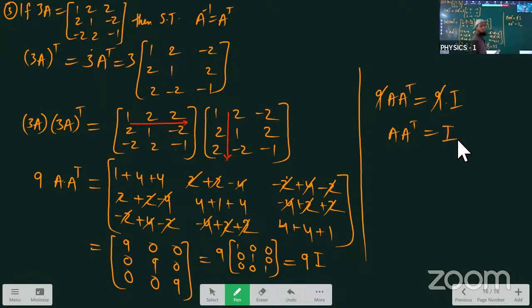So from the definition of inverse of a matrix, what we can say, A and A transpose are inverse to each other. Means A inverse is equal to A transpose, from the definition of inverse of a matrix. So this is the result we got.